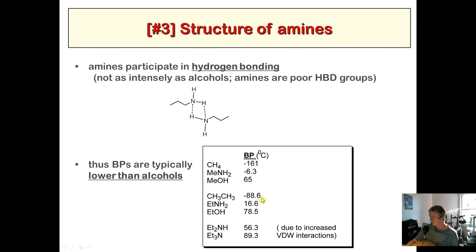Ethylamine is the same kind of thing. If we compare, I'm sorry, that's ethane. Ethane is -88, ethanol's 80. Ethylamine is kind of in the middle, right? Okay. And also if we add R groups, diethylamine to triethylamine, so one ethyl is 16, two ethyls is 56, three ethyls is 90. So there's an increase as you add more R groups due to van der Waals interactions.